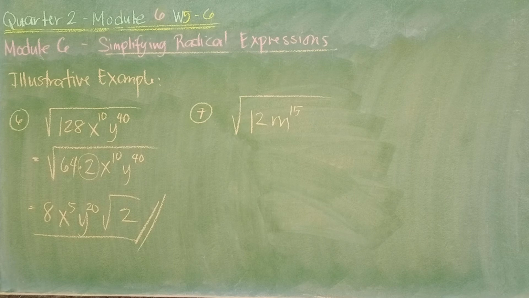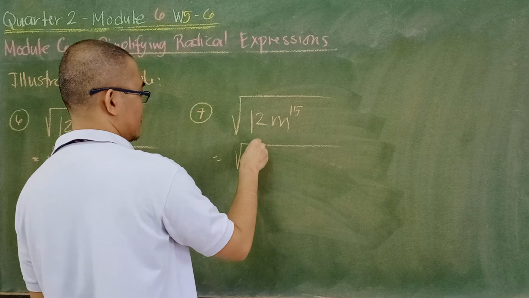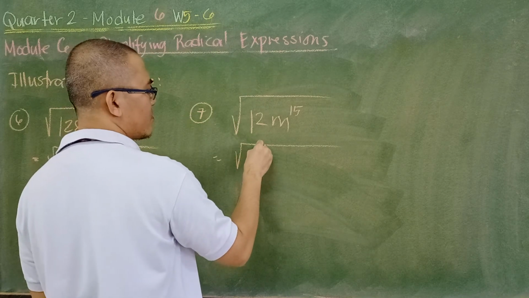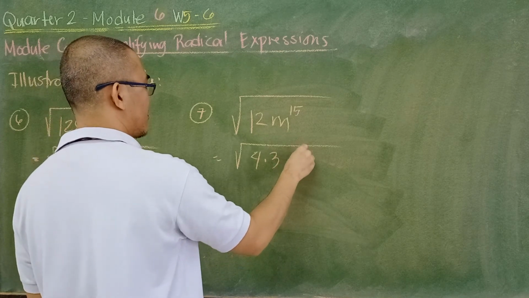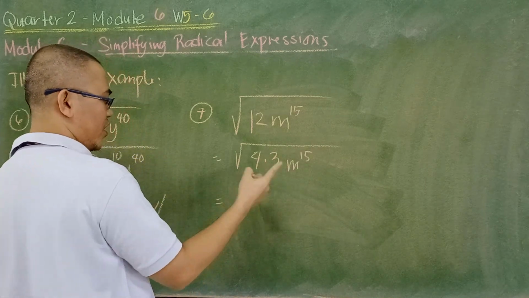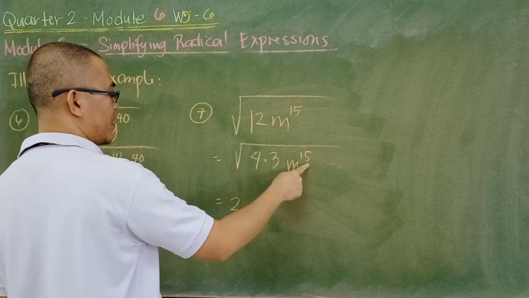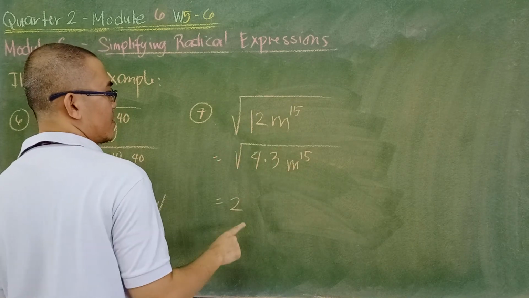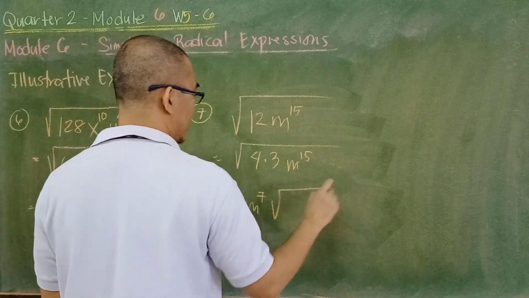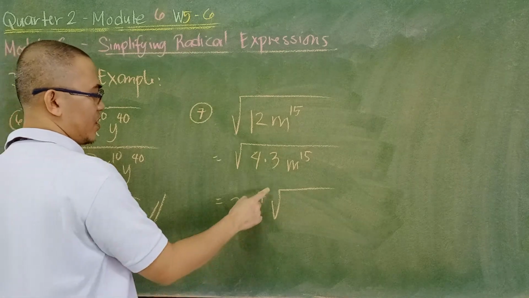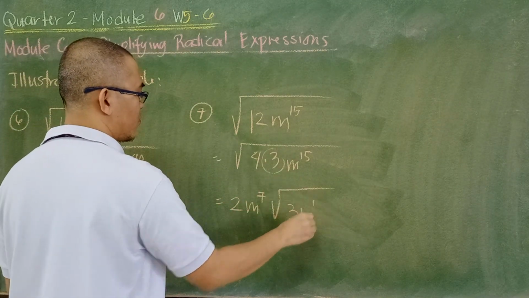So 12, ano yung factors na gagamitin para sa 12? It will be 6 tsaka 2 or 4 tsaka 3. Isang perfect square, isang prime number. M raised to 15. So yung 4, alam natin may perfect square, that is 2. M raised to 15, 15 divided by 2. That is 7. So m raised to 7. Now may iwan dito sa loob. Ang may iwan, yung 3. At saka yung remainder, which is yung 1.